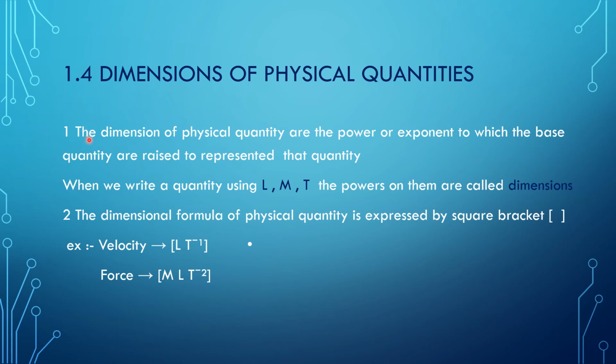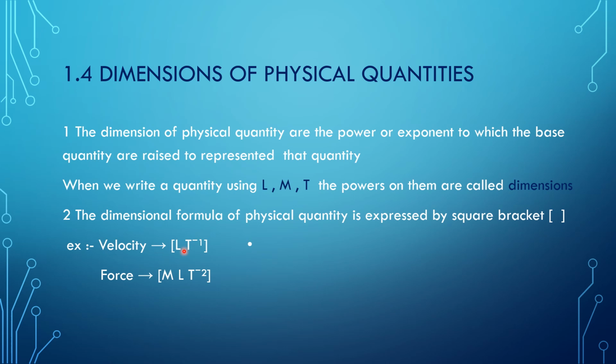First point, the dimensions of a physical quantity are the powers or exponents to which the base quantities are raised to represent that quantity. When we write a quantity using LMT, that is what? Length, mass and time. The powers on them are called dimensions. So here I took an example of velocity, that is LT minus 1. Whatever power is there, you can call that as what?